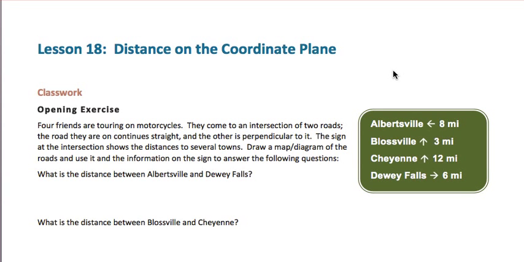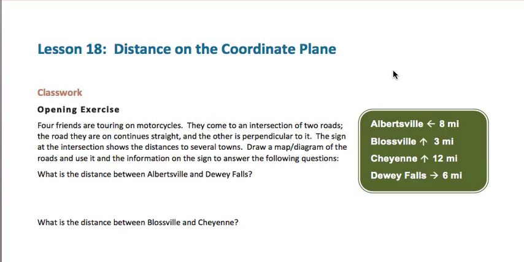In Module 3, Lesson 18, we're going to look at distance on the coordinate plane. So begin with the opening exercise. Four friends are touring on motorcycles, and they come to the intersection of two roads. The road they are on continues straight, and the other is perpendicular to it. It means it creates right angles.